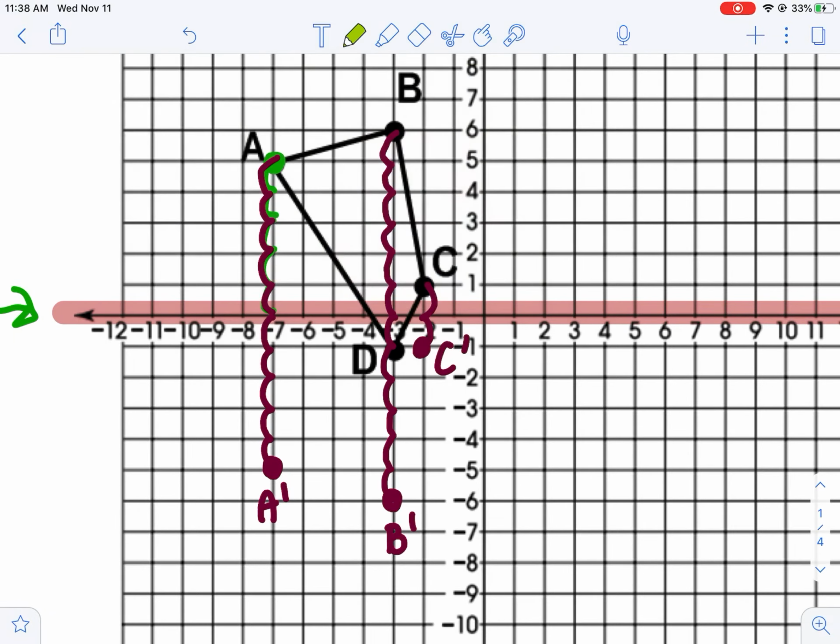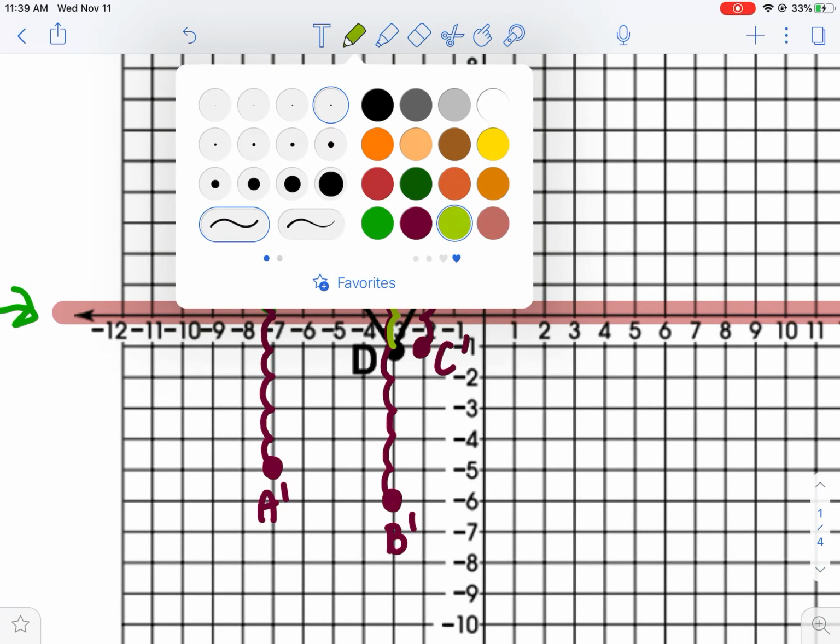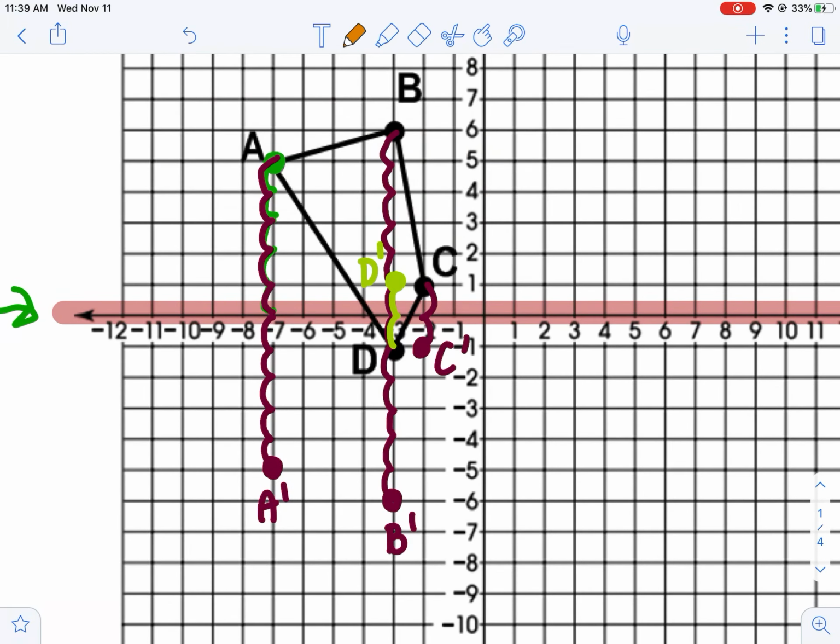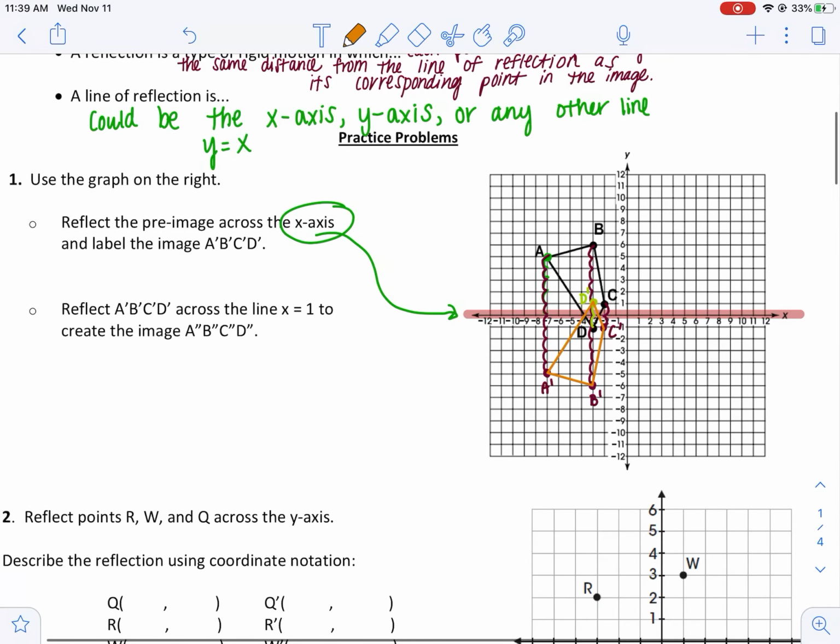Now, here's where I'll pick a different color just so we can see it. All right, D is actually below the x-axis, and it's 1 below the x-axis. So I'm going to go 1 above the x-axis instead. So always think opposite directions. A, B, and C were all above the x-axis, therefore we went below the x-axis to get our new image. But D started below the x-axis, so it's going to end above. And there is my new image. Cool.